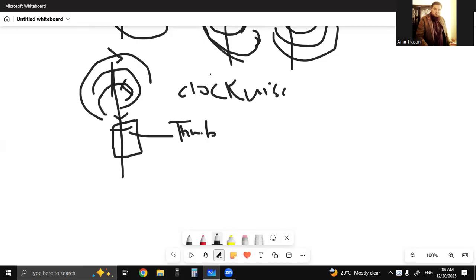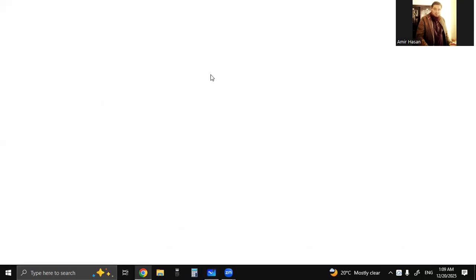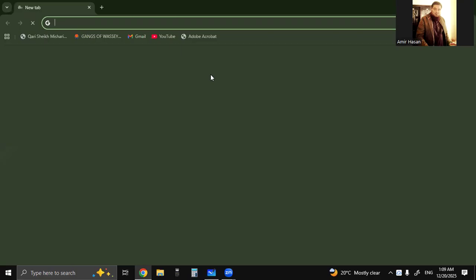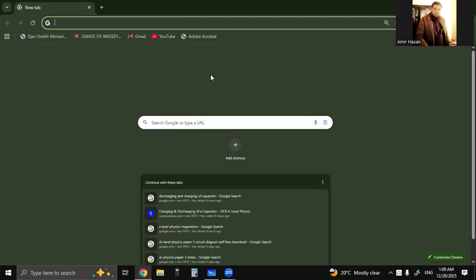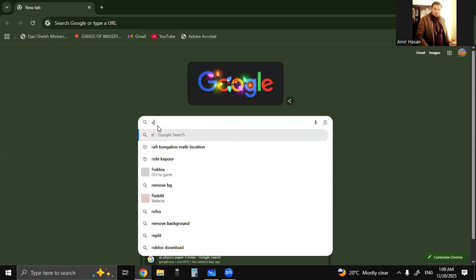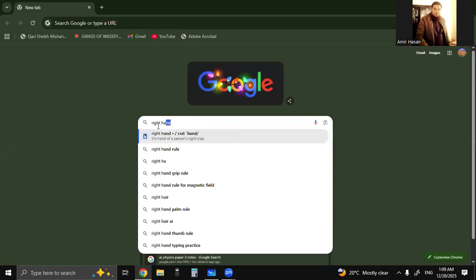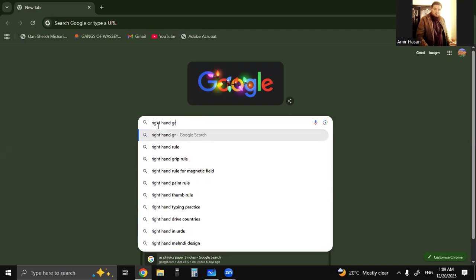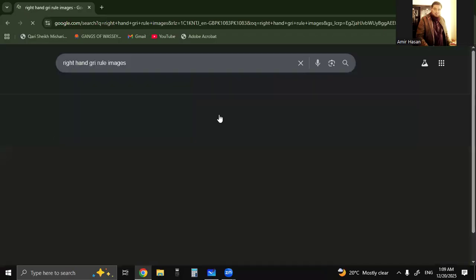Now I'm describing it with some diagrams. On Google, I'm describing this with some diagrams. What is the right hand rule, the grip rule? Just like this one.